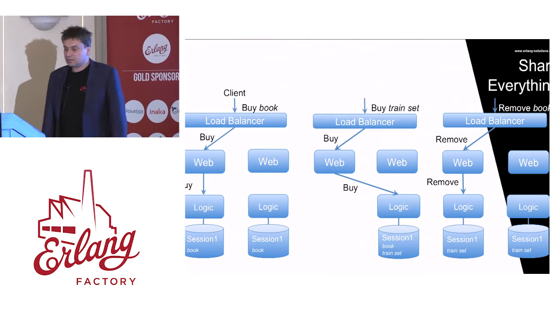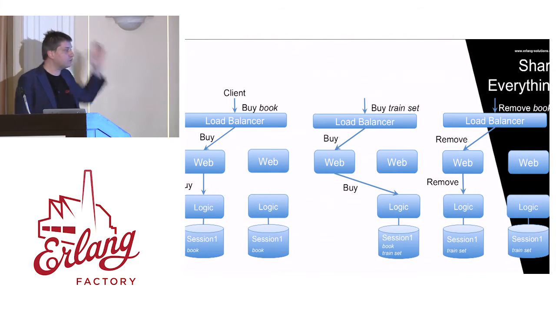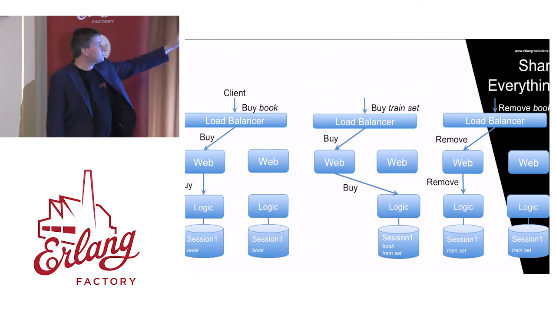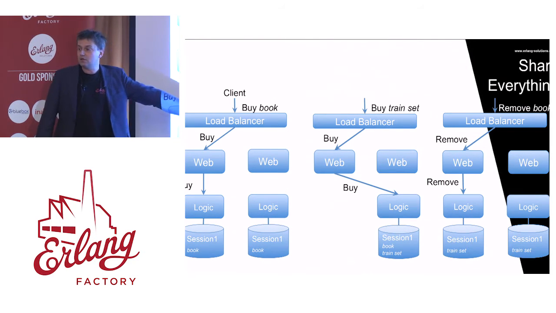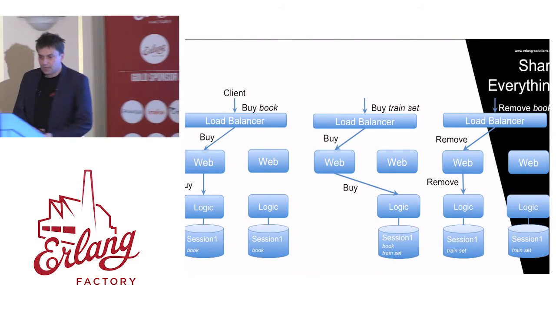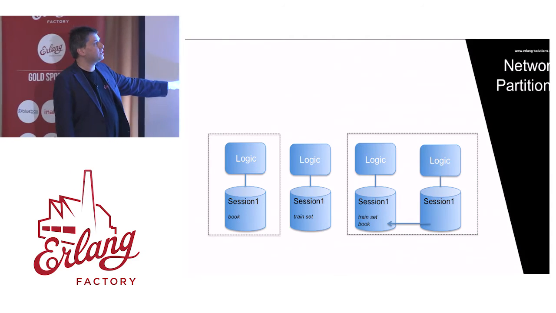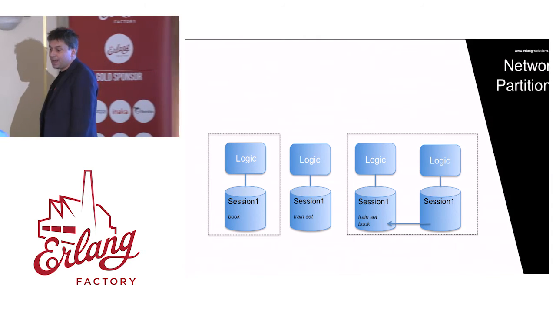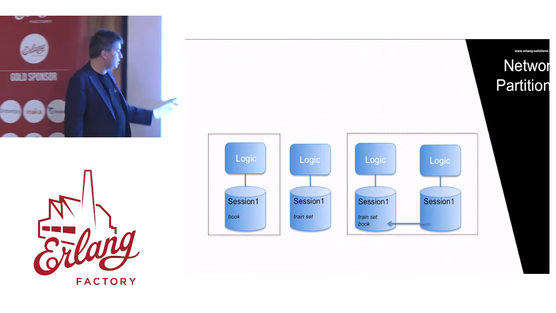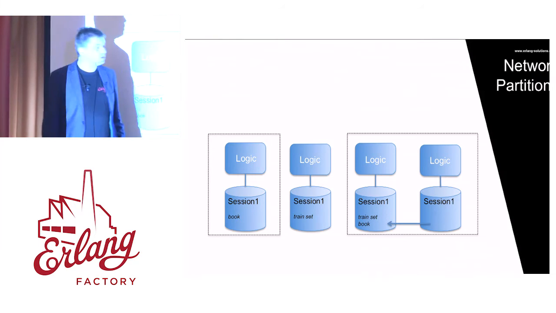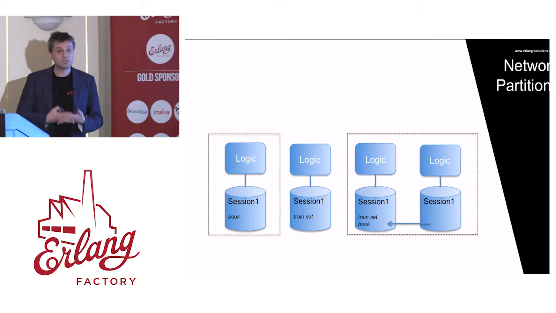And this here is an example of primary replication in contrast with primary secondary replication, where you can read and write on one node, but you can only read the data on the second node. And one of the things we need to start dealing with when we're looking at share everything architectures is network partitions. What happens if we get a network partition? We get a book on one side, a train set on the other, and then the network comes back up again. We need to start merging these items.